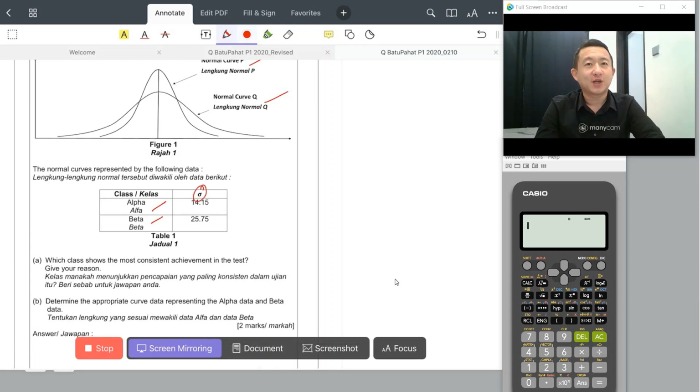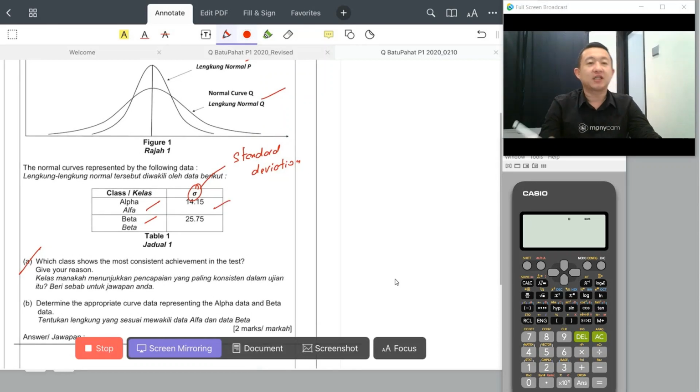Does anyone remember what this symbol represents? Right, this is standard deviations. Alpha and beta have two different values of standard deviations, 14.15 and 25.75. Looking at part A, which class shows the most consistent achievement in the test? Most consistent, meaning more consistent. So how do we decide? We look at the standard deviations. Alpha, with 14.15, has a smaller standard deviation compared to beta.